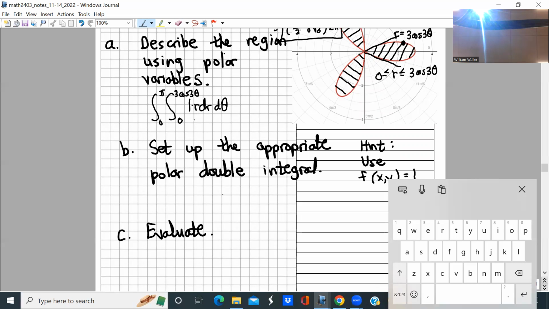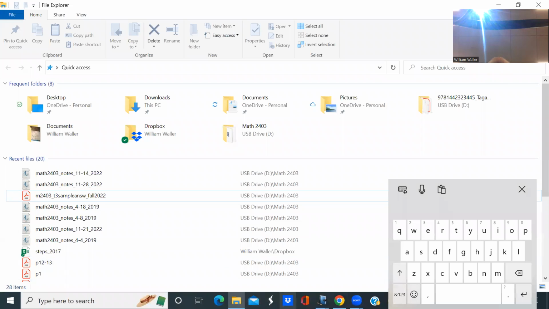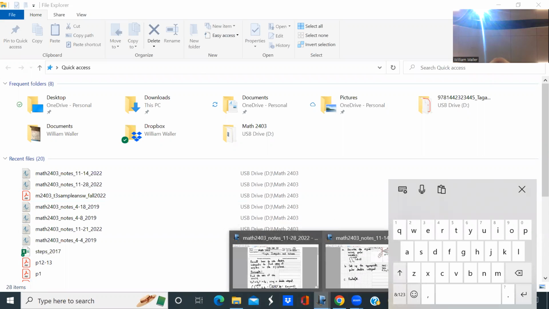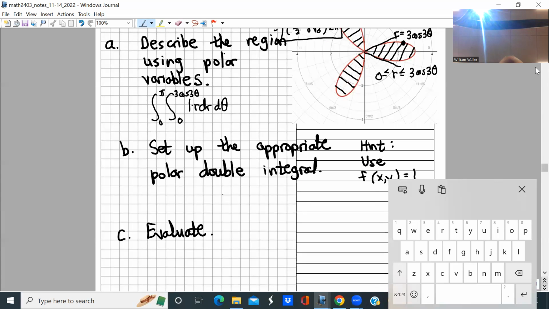So let's see, what is the antiderivative of r? r squared over 2, right? So let's throw that in. So we get r squared over 2, and then evaluated from 0 to 3 times cosine of 3 theta.